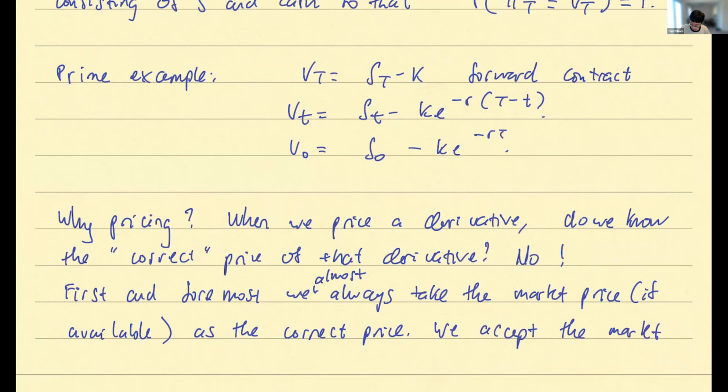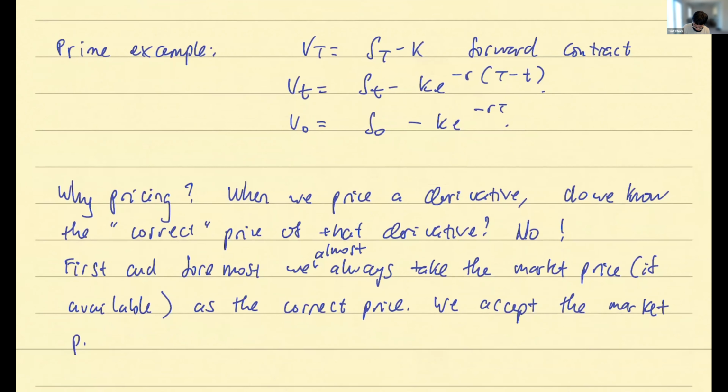Again, the keyword is "if available." I'll explain that. So what is an example? An example is if you go on Yahoo Finance right now and Google some option chain, okay? Let's say a call option on Apple, they'll give you some price.